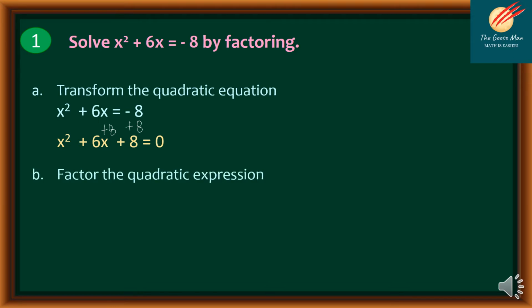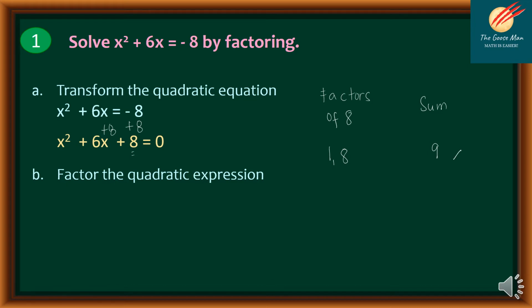Next one is to factor the quadratic expression. Now, take note that 8 is the product. So what I will do is look for the factors of 8, and I want to have a sum of 6. So let's consider first the factors of 8 as 1 and 8 because 1 times 8 is equal to 8. However, if we get the sum, 1 plus 8 is equal to 9. So these are not the factors we're looking for.